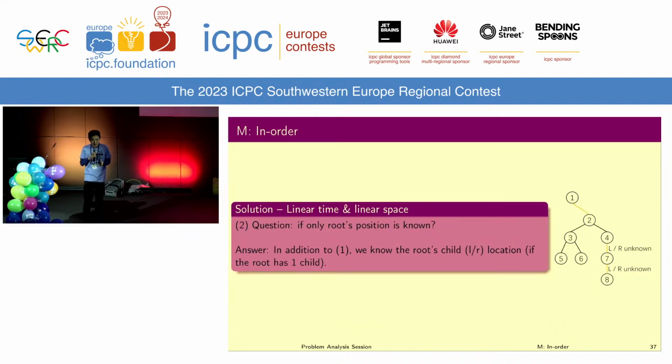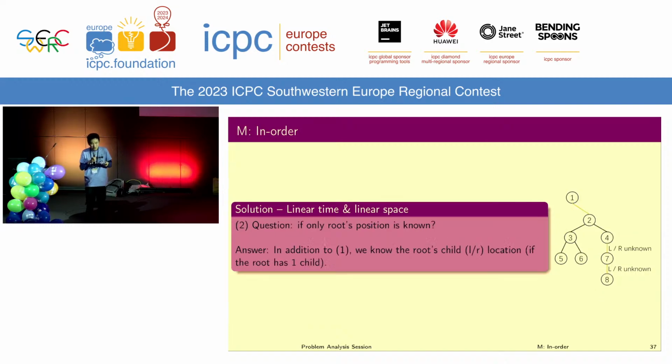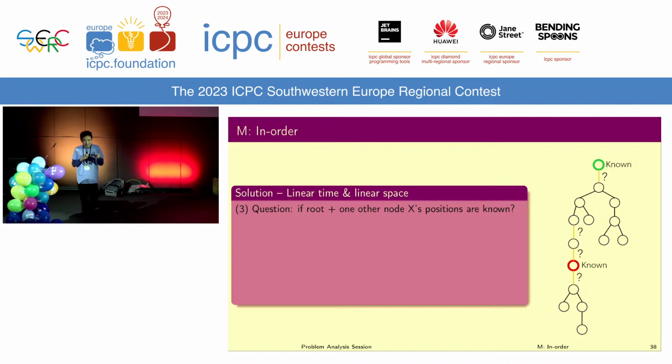Then subtask 2 is if only the root's position is known. One node, which is the root, you know its position. Then what happens? You see in in-order, it's at the root, it's the leftmost or rightmost. Then you know the root's child is at the root's left or right location. We get one more piece of information. So it's 2 to the power of the number of nodes with one child minus 1, because we know the root. So question 3: if there are 2 nodes whose positions in order we know.